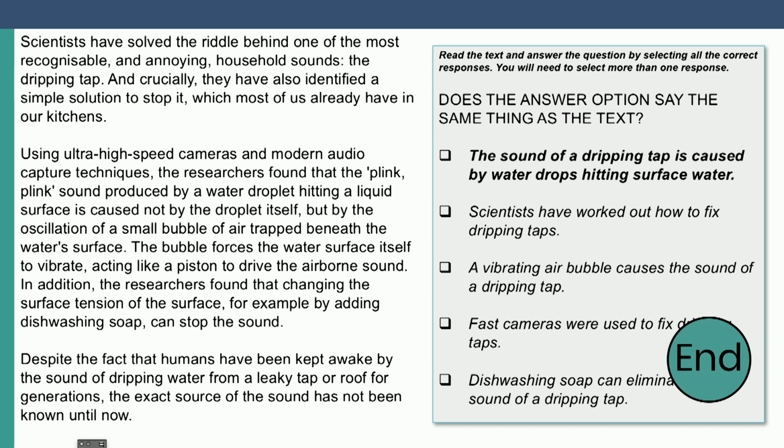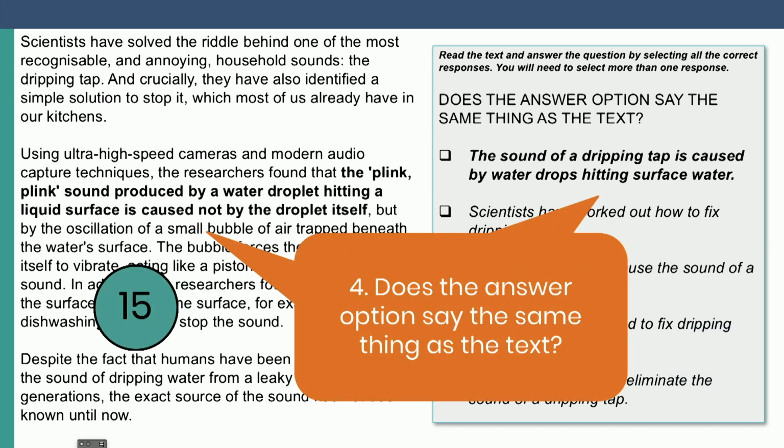Okay, no problem. All right, let me help you out. There it is there. Okay, so we've got the answer option that says the sound of a dripping tap is caused by water drops hitting surface water. And we found the corresponding part of the text that relates to this answer option. Now we ask ourselves a question. Does the answer option say the same thing as the text? I'm going to give you 15 seconds to confirm if this says the same thing as this.